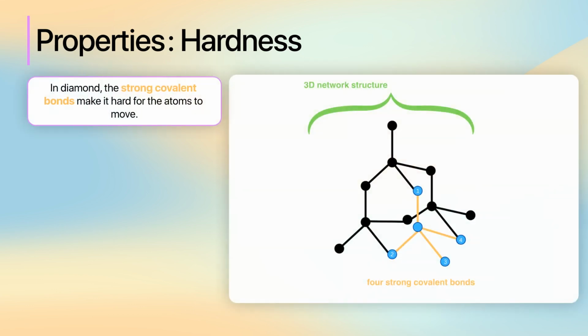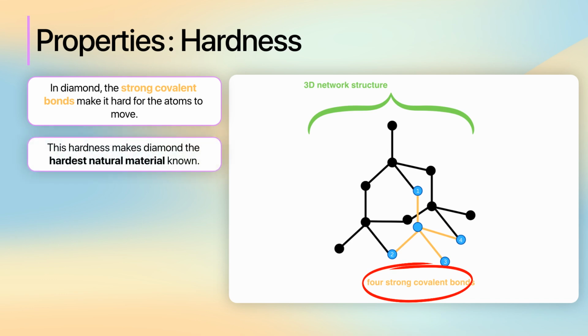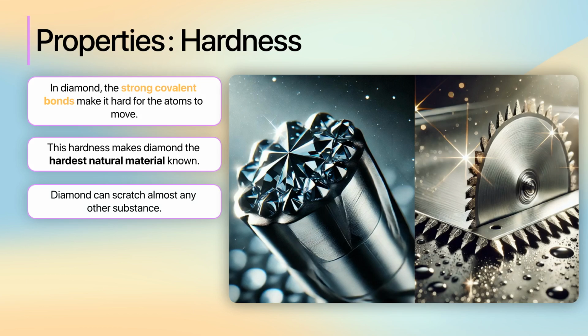Let's look at how this structure gives diamond particular properties. The first one is its hardness. The 3-dimensional covalent network structure of diamond makes it incredibly hard. Each carbon atom is held tightly in place by strong covalent bonds, making it difficult for the atoms to move. This hardness makes diamond the hardest natural material known, meaning it can scratch almost any other substance. It is used in drilling and cutting for this reason.